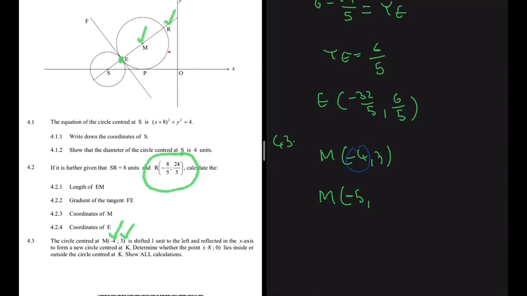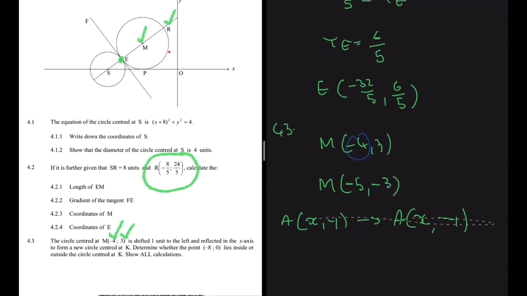So when we reflect in the x-axis, let's say we had a point A, right, of coordinates x and y. When you reflect on the x-axis, you get A x and then minus y. So when you reflect on the x-axis, you just have to put minus on the y value. So we have minus 3 here, right? Let's erase this. So there we go. We have our new center of the circle, right?